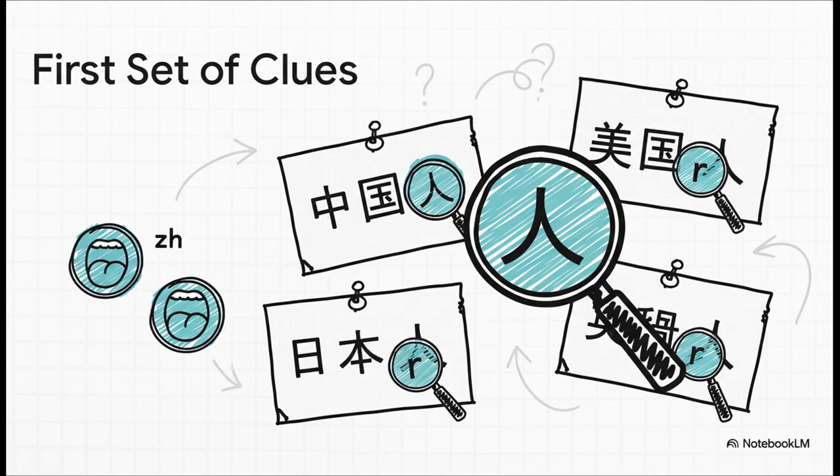Now, that common sound you're hearing, ren, can be a little tricky for English speakers, and that's totally normal. The R sound isn't quite like the R in red. You want to curl your tongue back just a little bit, kind of like the R sound in the English word shore. Let's give it a try. Ren, ren. The other key sound is in 中国.